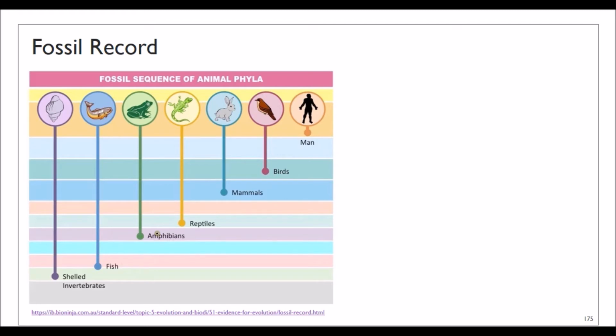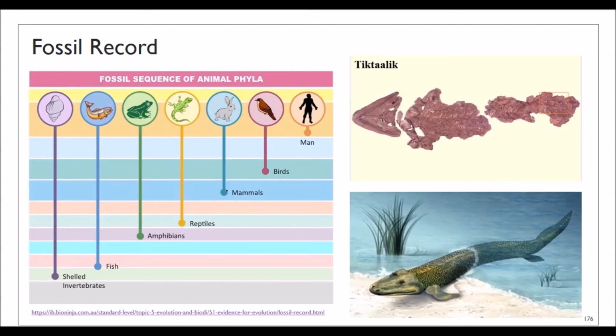of organisms over time. So, for example, I have the sequence of the animal kingdom. We know that we started with shelled invertebrates, and then they had a vertebrate. Then you get fish, and then we evolved into amphibians, and then reptiles, and then mammals and birds and men. And then you can see a lot of fossils that support these theories.